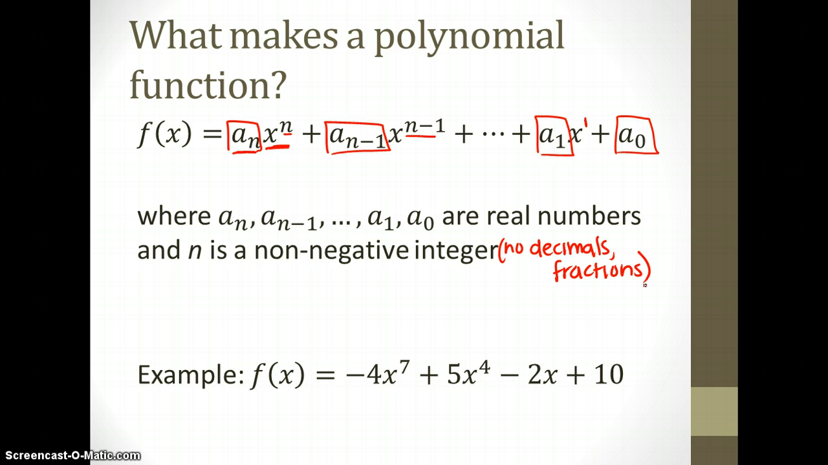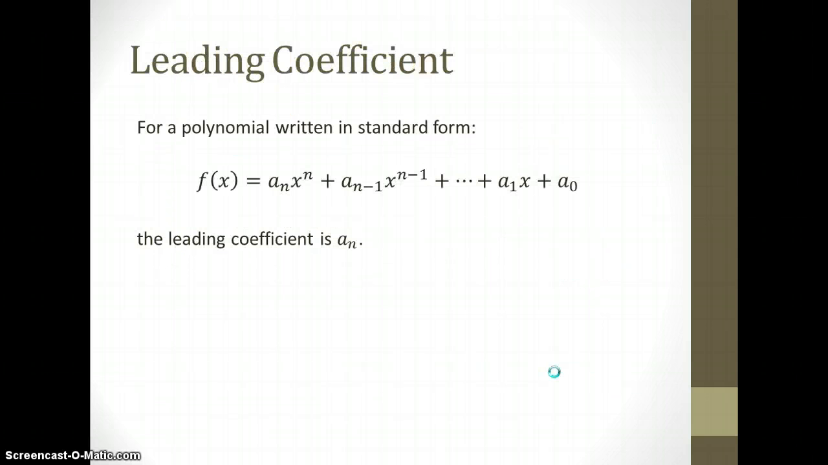So for instance, what you're used to seeing, something like this: f of x is, you notice these numbers are all real numbers out in front of the variables. And then the powers on the variable are all positive numbers, no decimals. So when we're talking about polynomials, we're talking about this general family of functions.